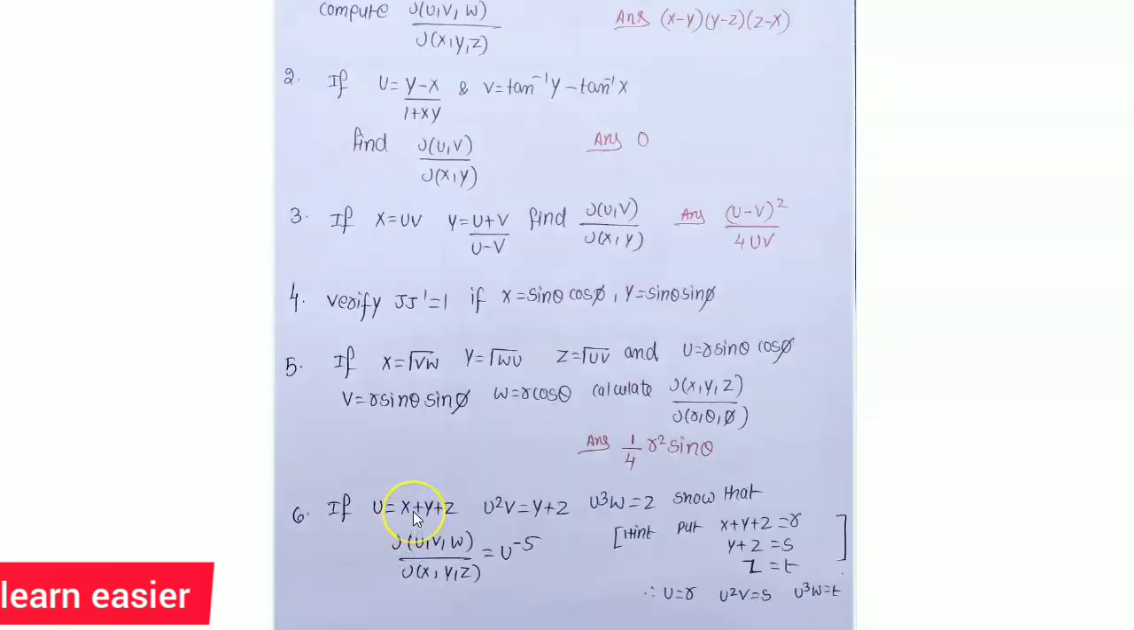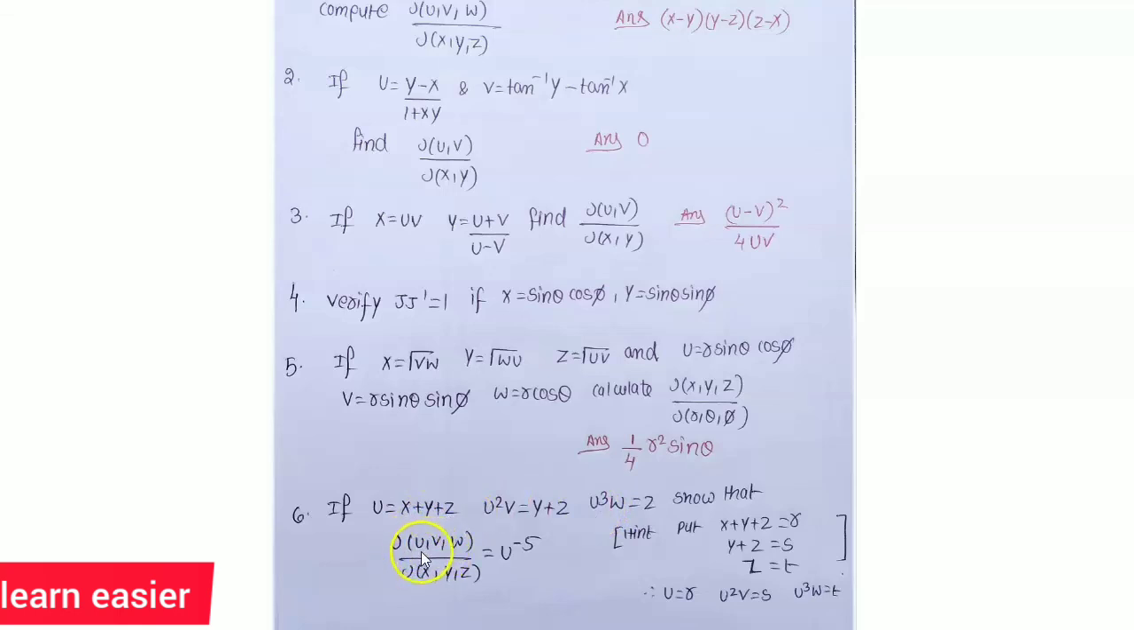And the next problem is, here you have the u function, and u square v equal to y plus z, and u cube w equal to z. Here you can see u, v and w are there, and u, v, w are the functions of x, y and z. But it is indirectly given that you have to use the chain rule, because if you consider x plus y plus z equal to r, and y plus z equal to s, and z equal to t, you can get u, v, w as functions of r, s, t, and r, s, t are the functions of x, y and z.